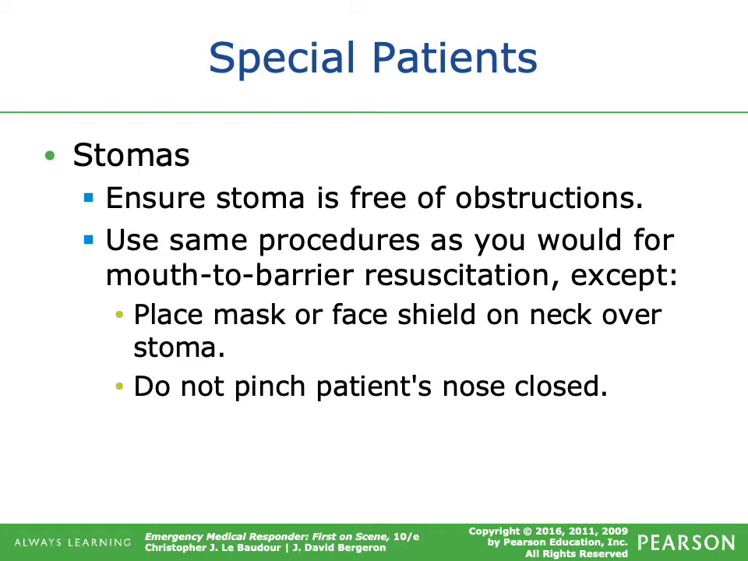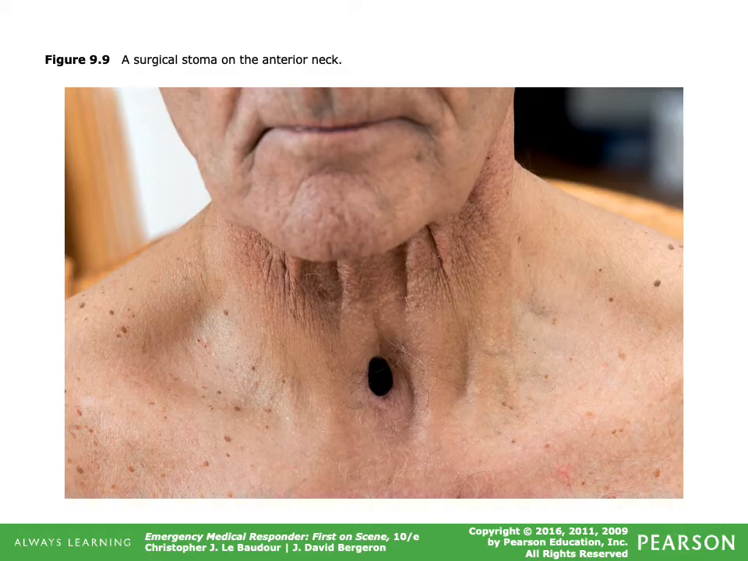If somebody has a stoma, that's going to be a direct line to their trachea. Their mouth and nose are no longer the primary way to deliver ventilation in somebody with a stoma, obviously. So always use the stoma. This is a surgical stoma on the anterior portion of the neck. If you'll just take a few seconds and take a look at that.